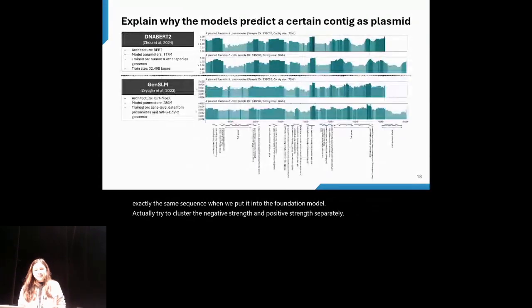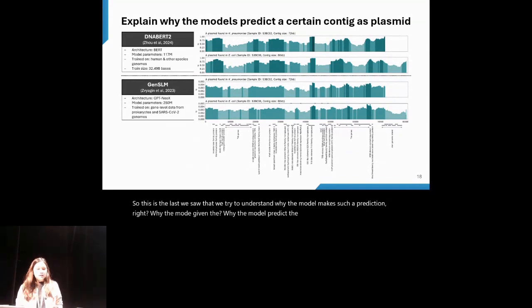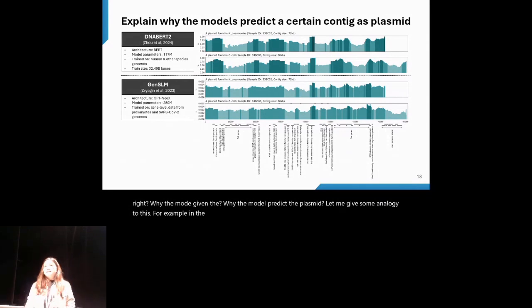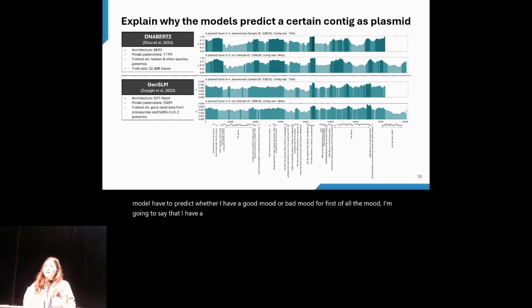So this is the last result, where we try to understand why the model makes such a prediction, right? Given the contig, why does the model predict a plasmid? Let me give an analogy. For example, in a language model, if I tell the model that today I am happy, and the model has to predict whether I have a good mood or bad mood, for sure the model is going to say that I have a good mood. And the model can emphasize that, oh, because I said the word happy, that is very important.